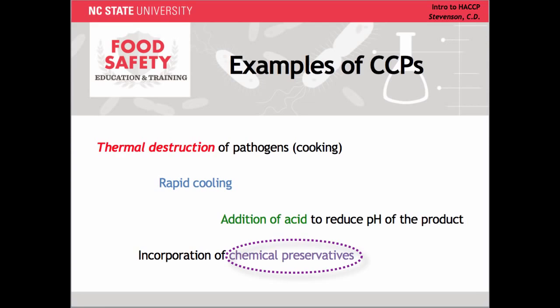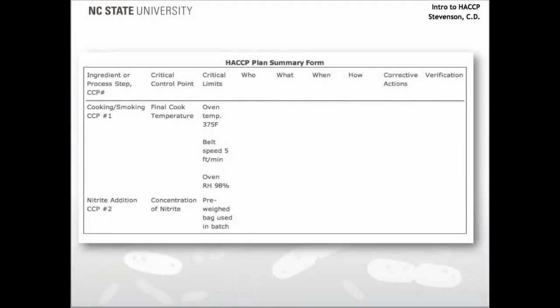chemical preservatives. The last point of this video is to mention that the choice of critical control points is recorded on the HACCP plan summary form for clear presentation. As with the hazard analysis summary form, factors for making decisions should be documented and maintained with the plan summary.